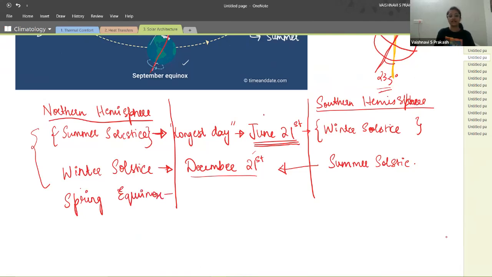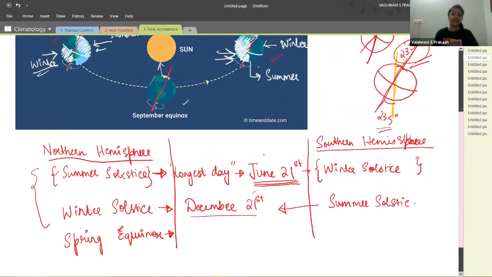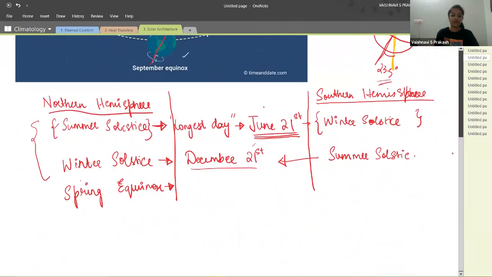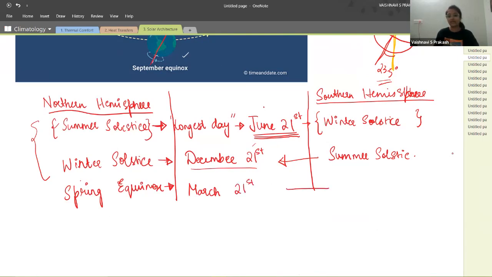Which means that the amount of day and night is almost equal. The duration of day and night is almost 12 hours each. So that happens on March 21st. Some books say it's the 22nd, but the widely accepted date is March 21st for the spring equinox. And at the same time, the southern hemisphere will have their autumn equinox.